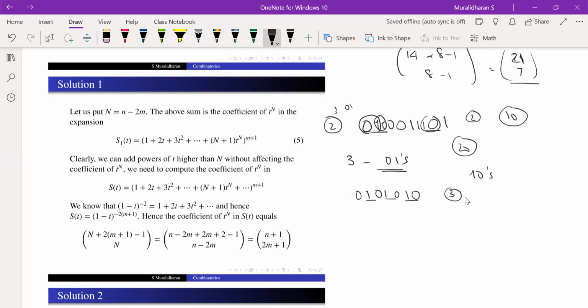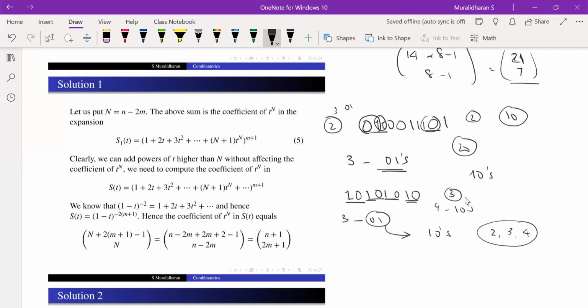Suppose I add a 1 here. How many 01s are there? 1, 0, 1, 2. Only 3 01s, but 1, 2, 3, 4 10s are there. Suppose I have 3 01s in the sequence. The number of possibilities of 10s is either 2, 3, or 4. Right?